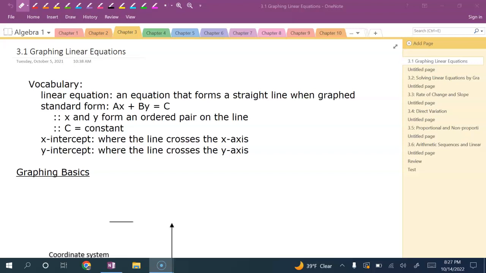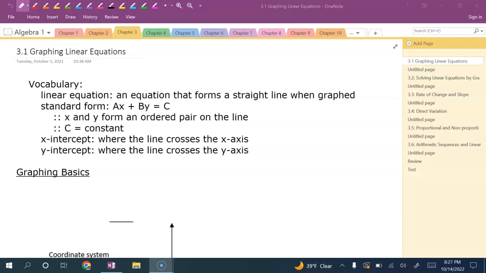So a linear equation would be any equation that forms a straight line when it's graphed. Anytime that you've ever seen a line graphed, that was representing a linear equation. If you think about it, the word linear does have the word line in it, so it makes sense that those would be the types of equations that would be forming lines.